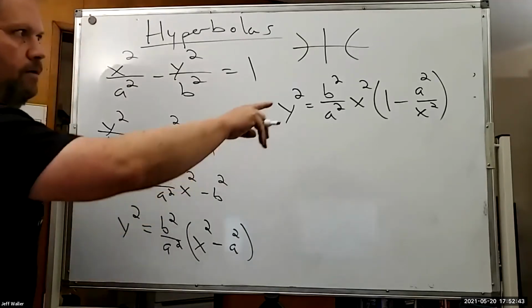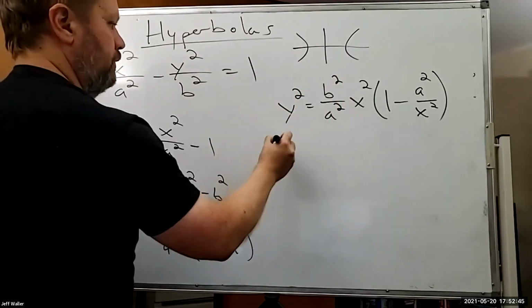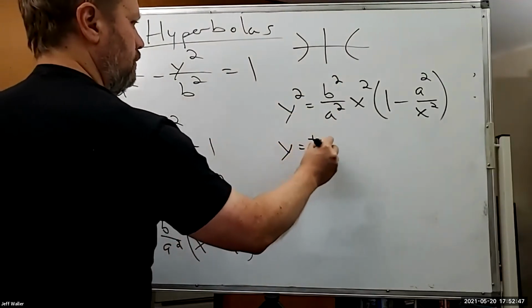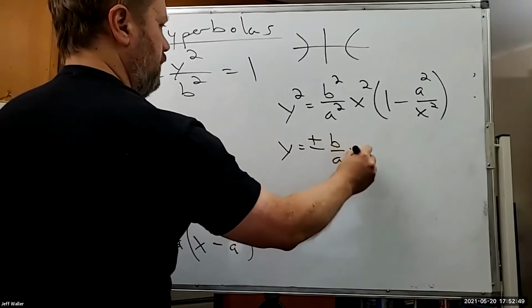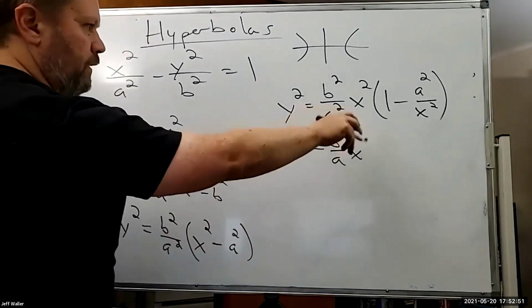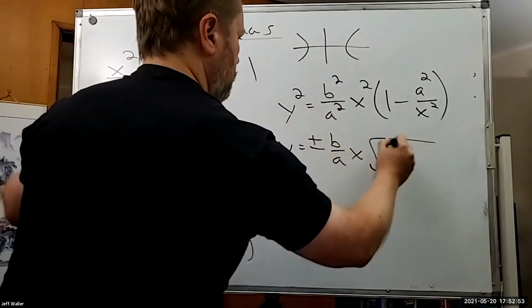Okay, now I'm going to take a square root of both sides. Everybody cool with me so far? I'm taking the square root of both sides. So this will be this.